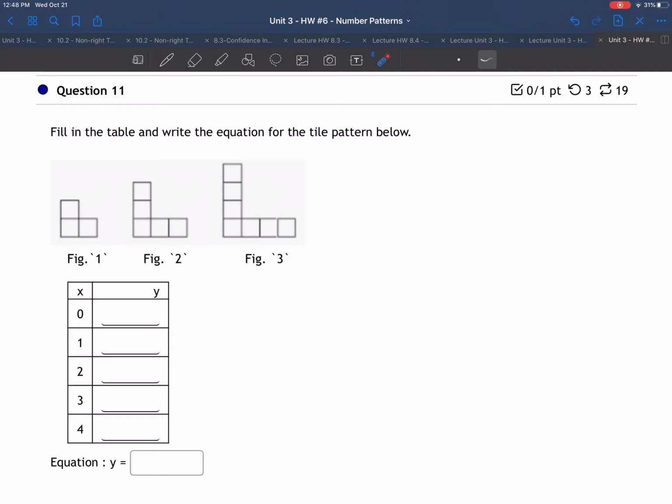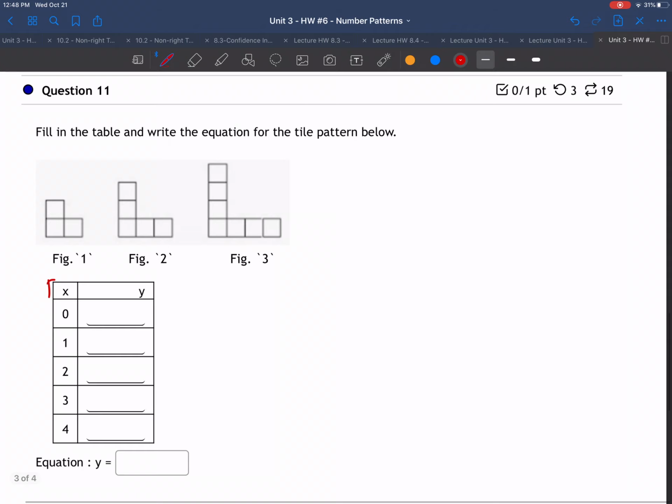Okay, so on this one, they want us to fill in the table and write the equation for the tile pattern. So we have this figure, that figure, that figure. And what they mean with the x and the y is that x is the figure number. So this is x. Let me back up with a different color here to be more clear.